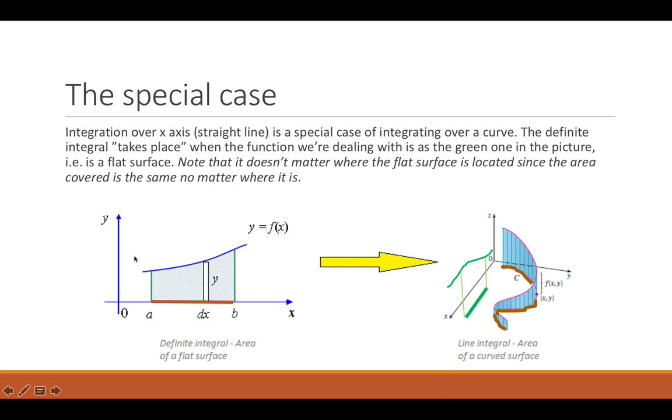The definite integrals sort of take place when the function we're dealing with is just the green one in the picture. That is, it's a flat surface. It's not like this. It's just a straight line, the bottom part. But notice that it doesn't matter where the flat surface is located, since the area covered is the same no matter where it is. You see, this could be here, or here, or here. But this area is going to stay the same.